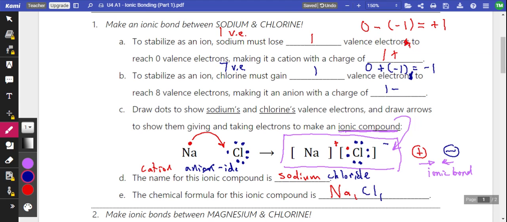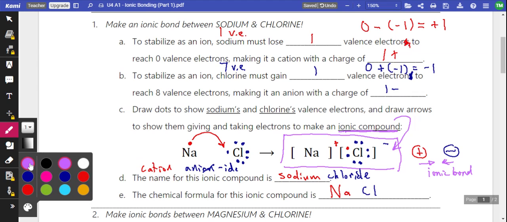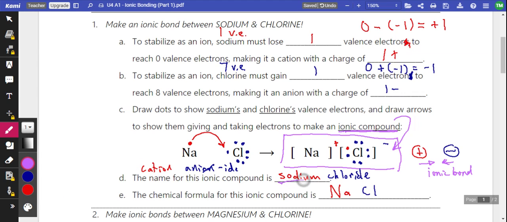Okay, now, again, like the charge, you don't really need the one. The one is implied. So I'm going to erase those. And this is more commonly how you'll see the formula for this compound. So sodium chloride has a formula of NaCl.